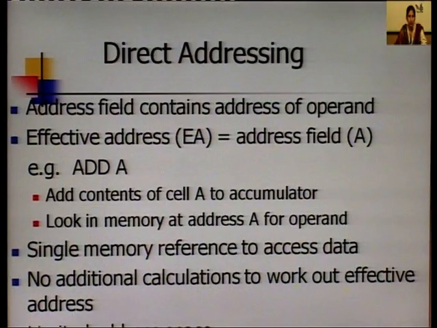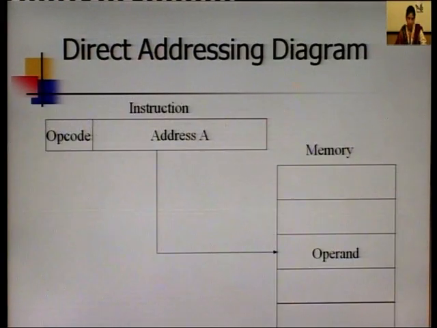Now we will study direct addressing mode. The address field contains the address of the operand. Effective address is equal to address field. For example, we have an operation add A. Add the contents of cell A to the accumulator. Look in memory at address A for the operand. There is a single memory reference to access data. No additional calculations are needed to work out the effective address, because there is direct processing. The contents of A are added to the contents of the accumulator, and a limited address space is used.